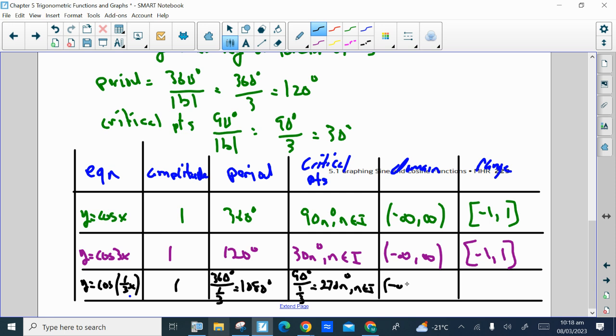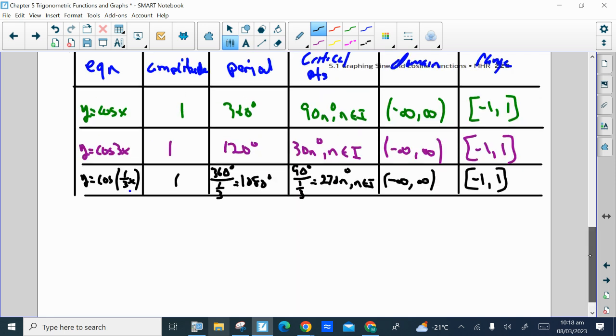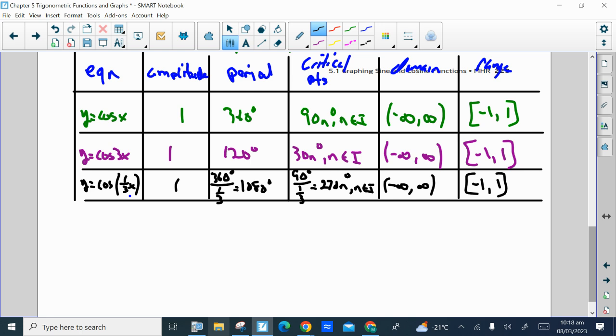It doesn't change the domain. It doesn't change the range. We horizontally stretch by a factor of 3 in this case. Remember, the horizontal stretch factor is always the reciprocal of b. So we actually horizontally stretch by a factor of 3, which again we don't have room for on our grid.